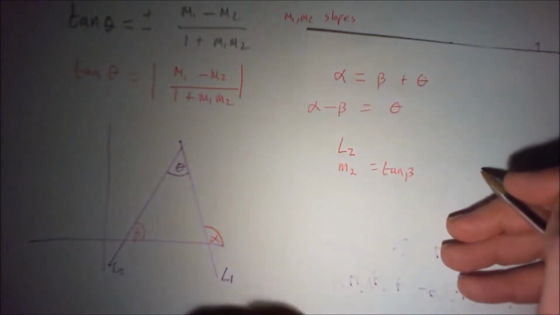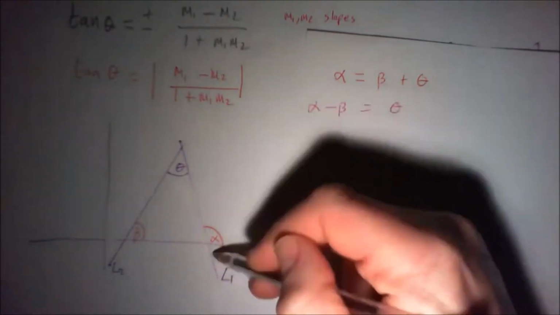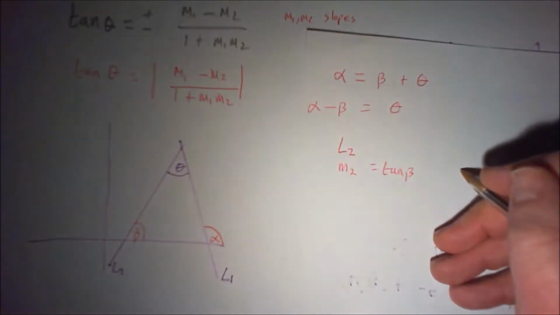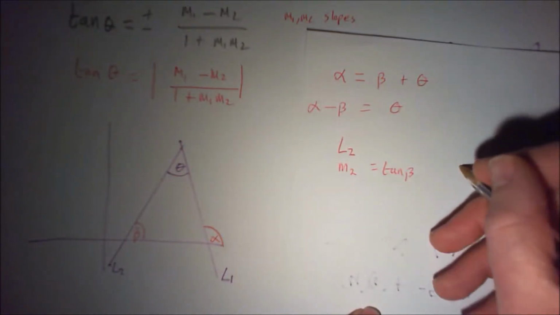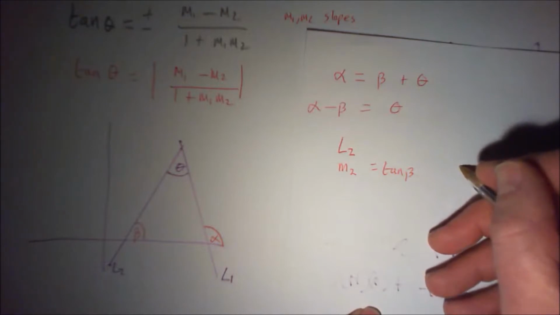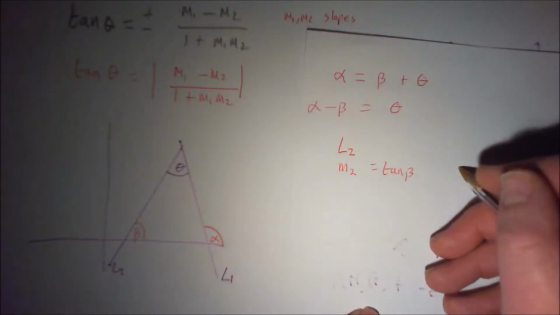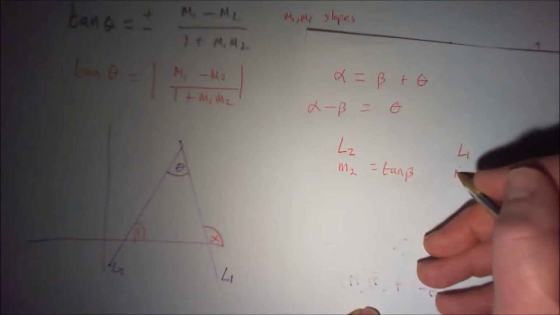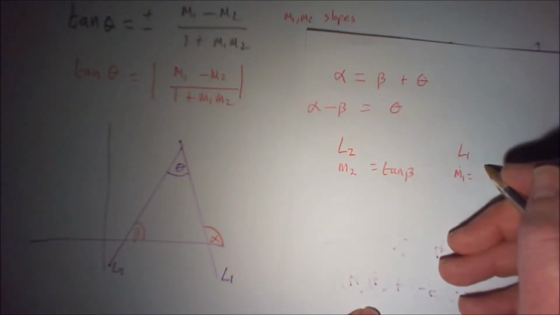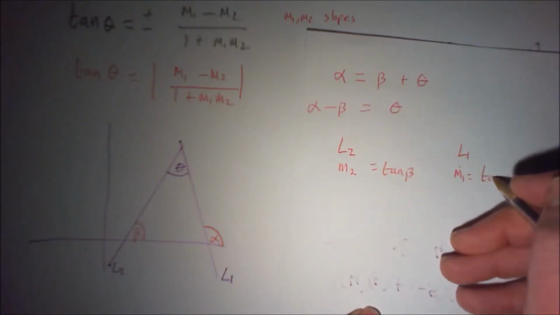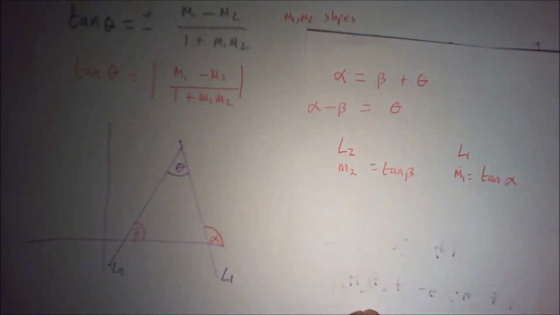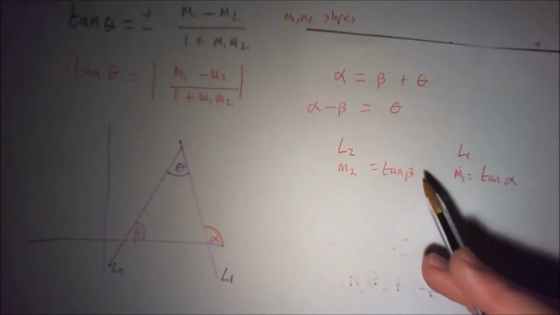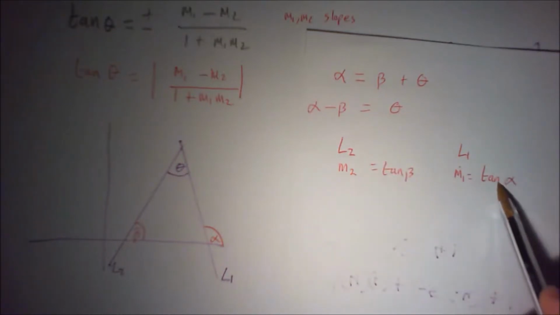And let's look at L1. L1 slope, let's see what it's going to be. L1 slope, we call it M1, is going to be equal to the tan of alpha. Rise over run. So we have now the slopes in terms of tan.